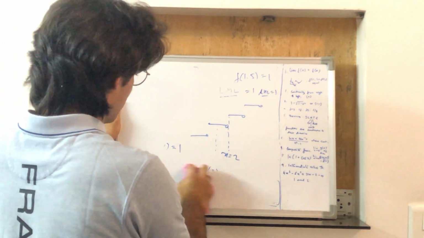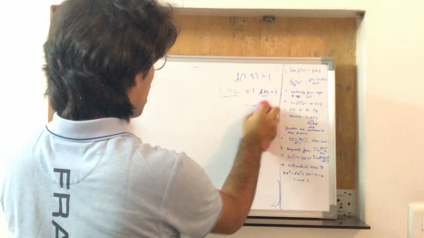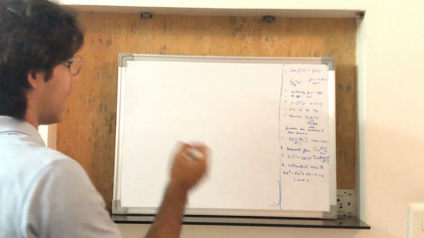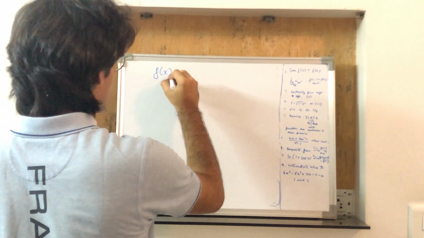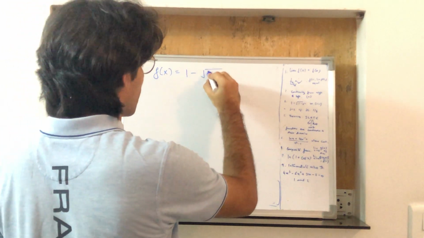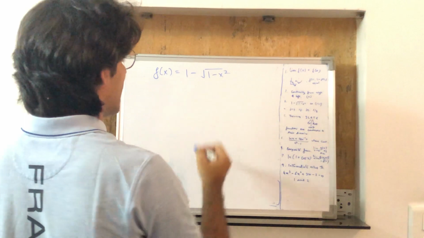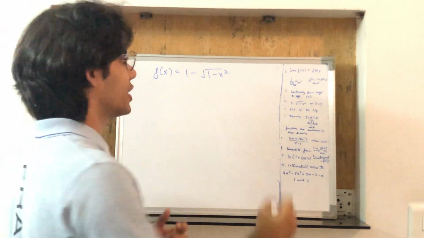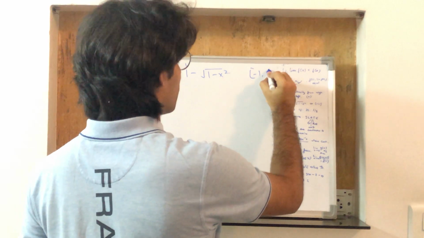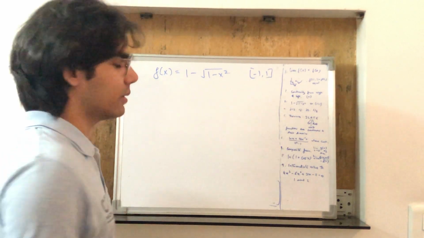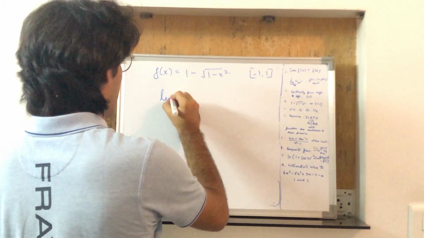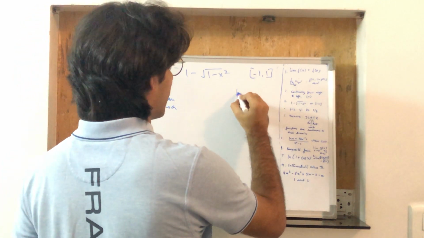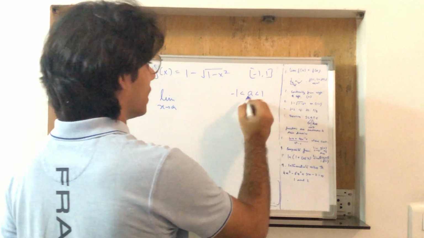Then there's another concept that comes into light, and that's continuity in an interval. So let's say I am given this function f of x is equal to 1 minus root 1 minus x squared. And I'm asked if this function is continuous in the interval -1 to 1, right? So how do I do that? The way you solve this is that you write limit x tending to a, right? Where you say that a lies between -1 and 1, right?